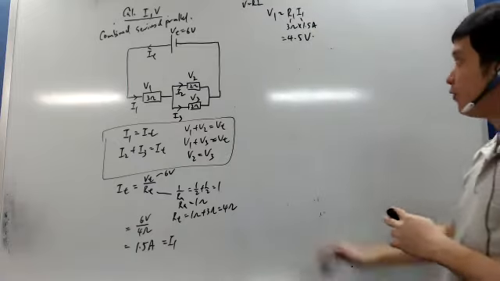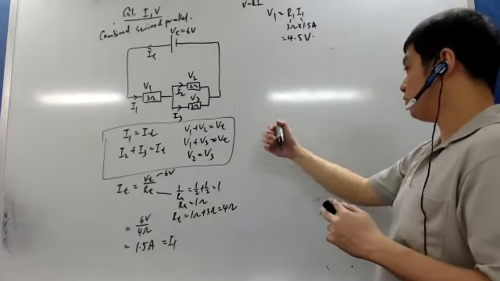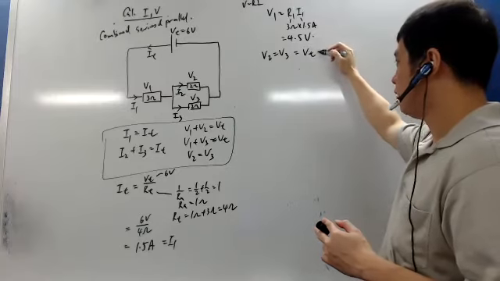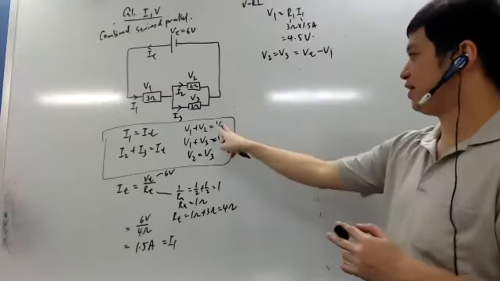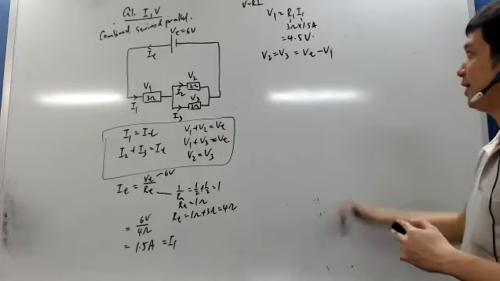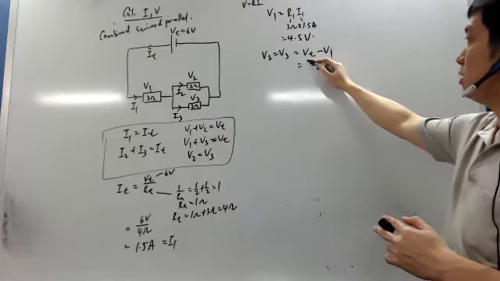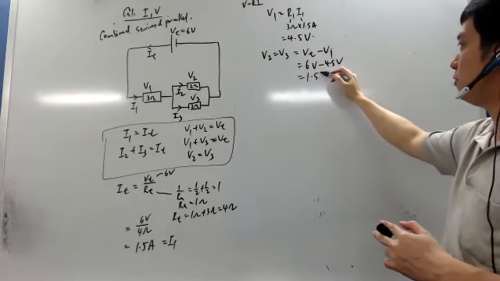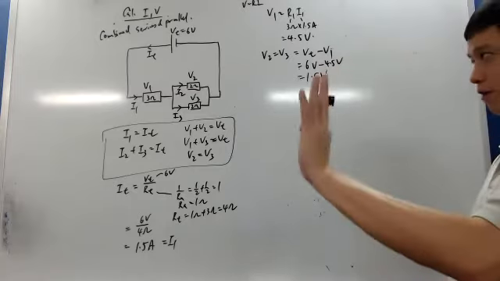Right? After you get V1, you can find V2 and V3 already, because V2 equal to V3, which is equal to what? V total minus V1. Right? V2 equal to V total minus V1. V3 also V total minus V1. Right? So which is equal to 6 volt minus 4.5 volt. So you get 1.5 volt. So that means V2, V3, both are 1.5.